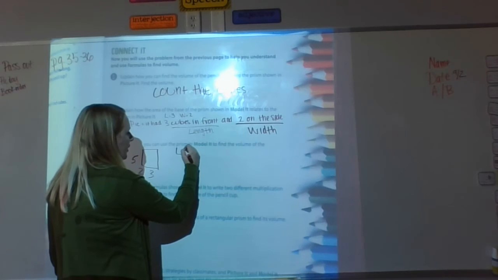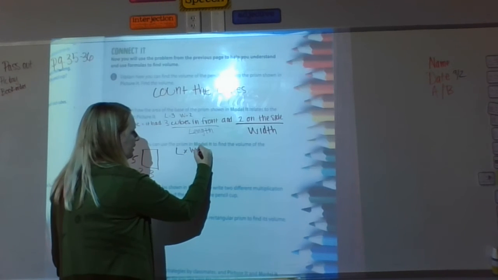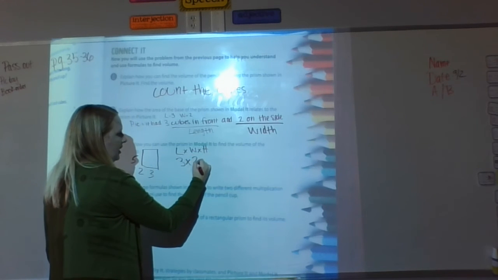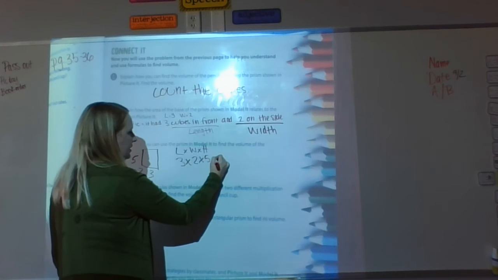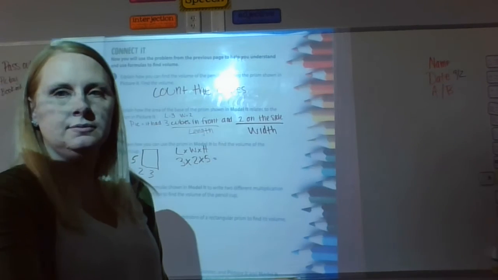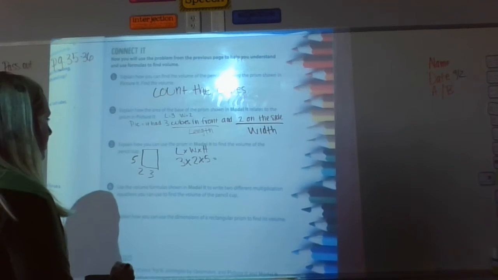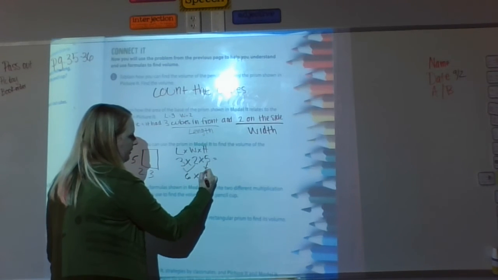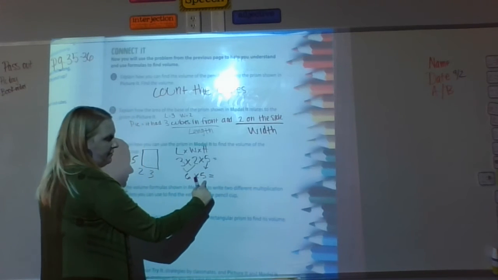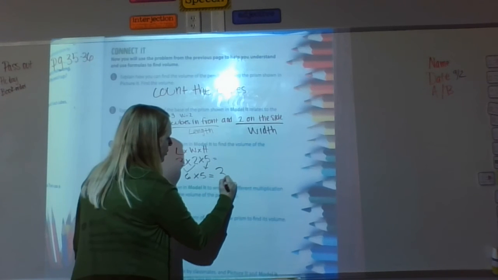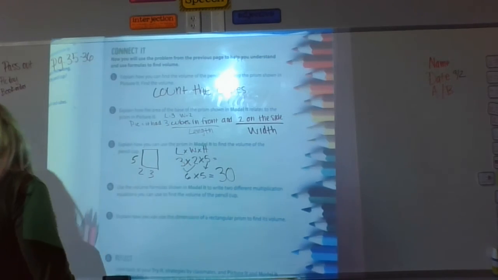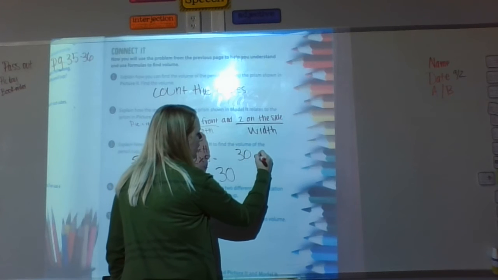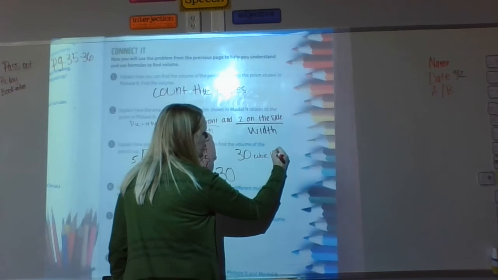Well, we can use a formula. Length times width times height. Our length is 3 times our width times our height. What does that equal? So then we just do 2 times 3 is 6. Bring down our 5. 6 times 5 is 30. This was measured in inches. So our answer is 30 cubic inches.